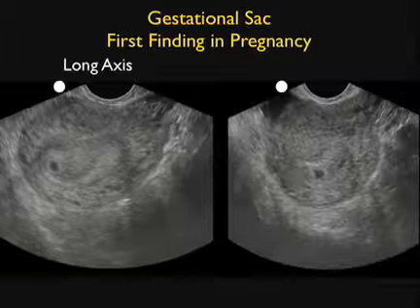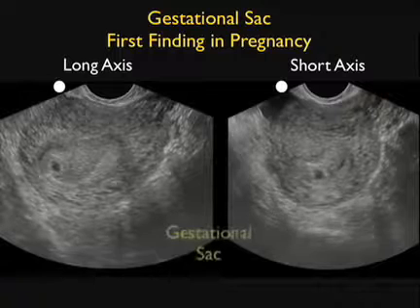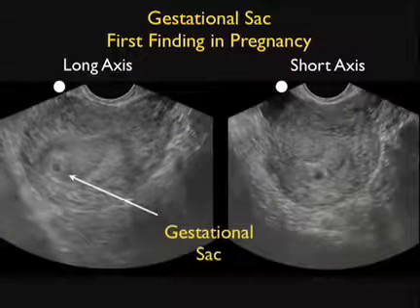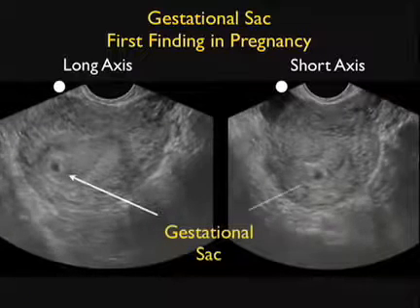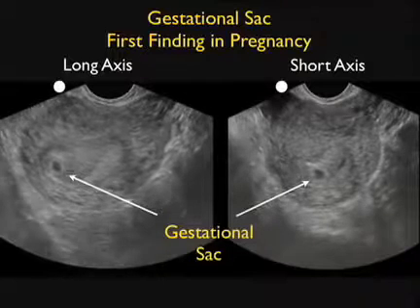Here's two video clips showing the first finding in pregnancy, and that is a gestational sac, seen to the left in long axis and to the right in short axis. Note the presence of a small dark or anechoic sac located within the fundus of the uterus.